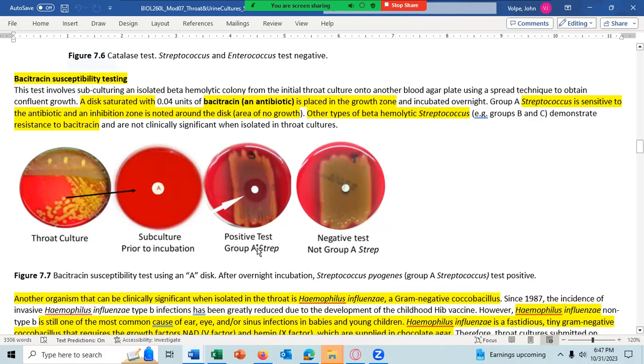And that means it's, this says group A strep, I'm going to say Streptococcus pyogenes. And if the bacteria is not sensitive to bacitracin, then it is not Streptococcus pyogenes. It's some other member of Streptococcus or Enterococcus because it is catalase negative. Any question about any of that?